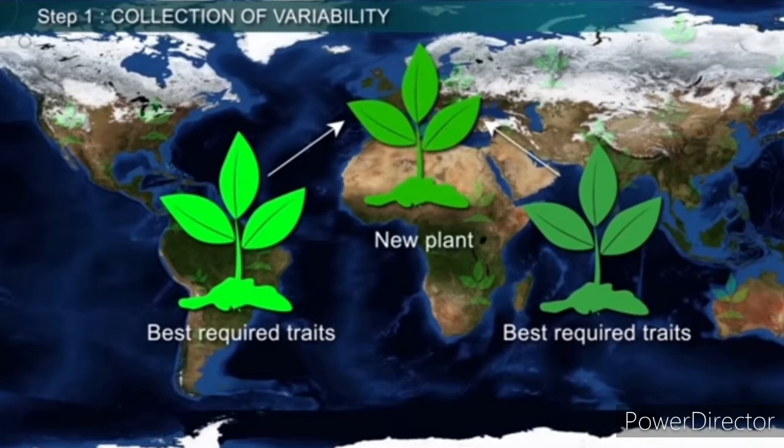We can select for less or good drought resistance, more yield, good quality. Some give high yield, some give less yield; some have no resistance to drought, some have drought resistance. The best required traits combine to form a new plant.